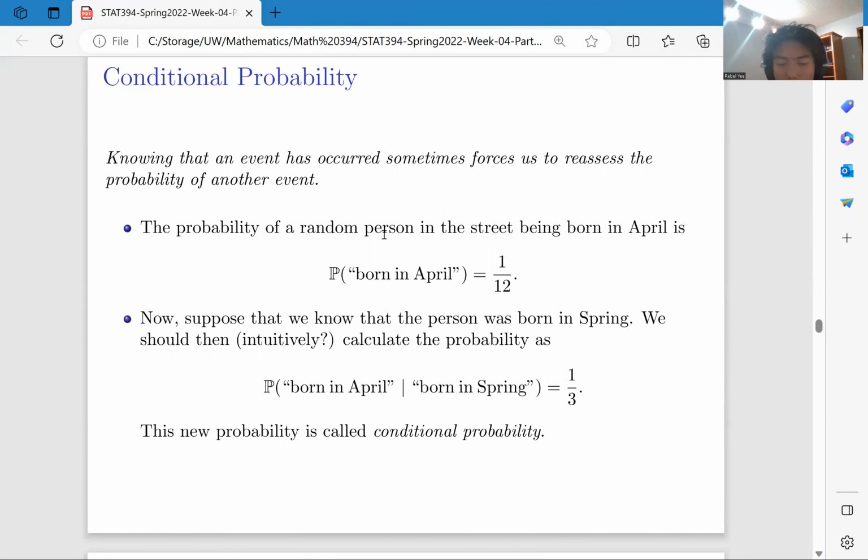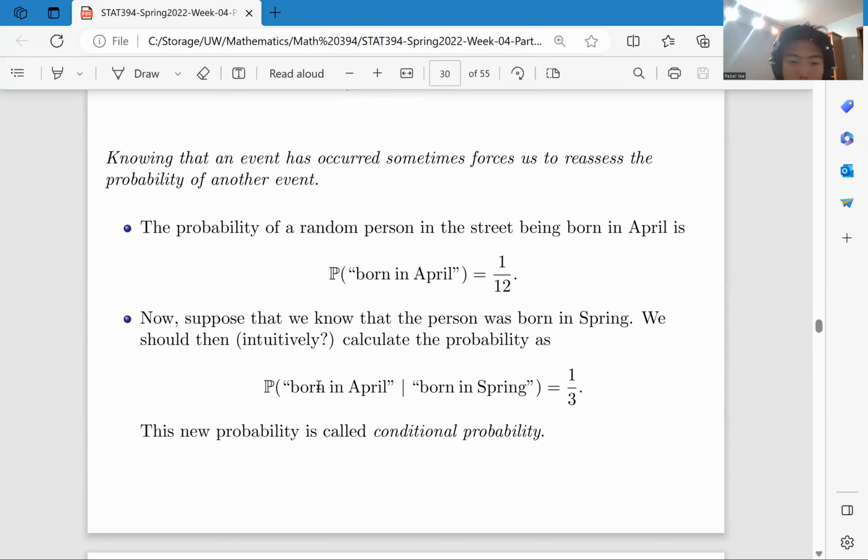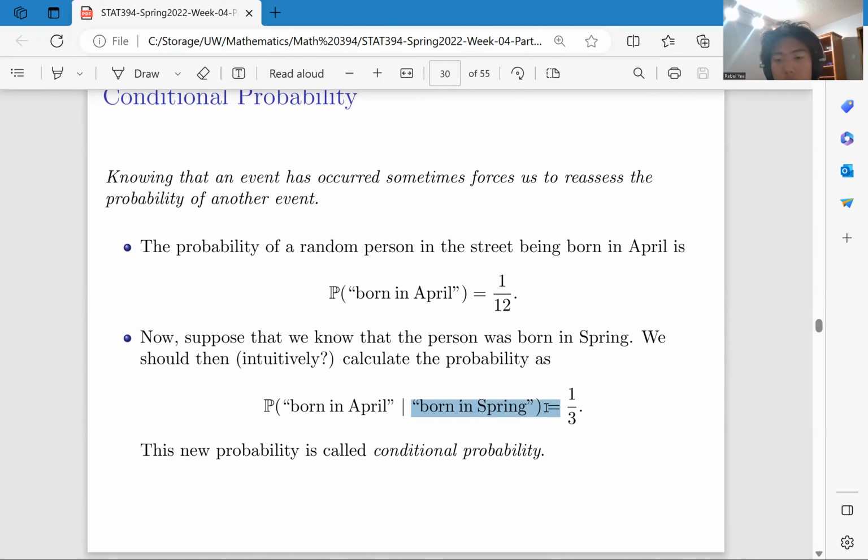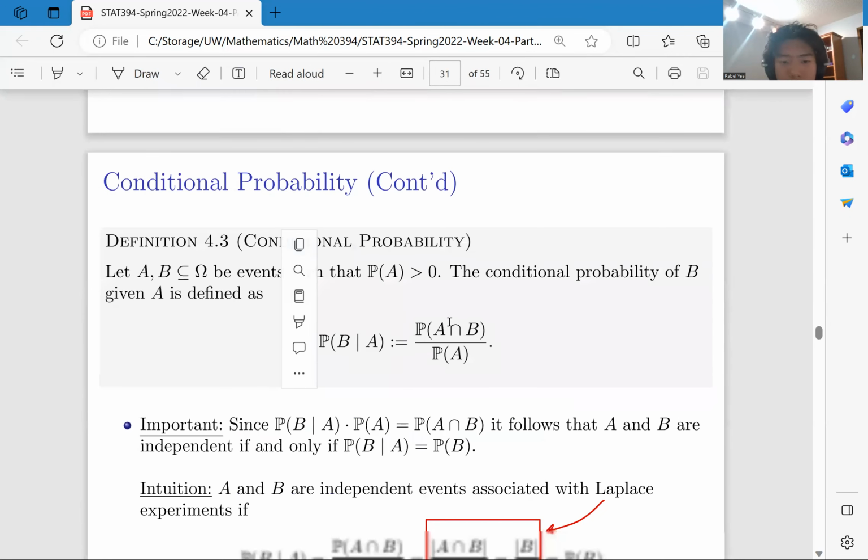But once you chat with that person and know that he's born in spring, now the probability that he was born in April becomes 1/3, because the probability of being born in April given that he's born in spring is 1/3. So this is the simple case considered as conditional probability, as we have a condition here, born in spring and born in April, and the probability changes.